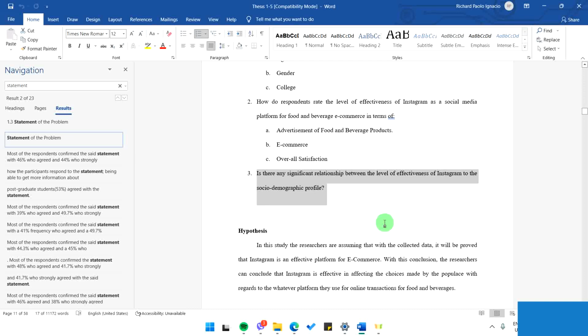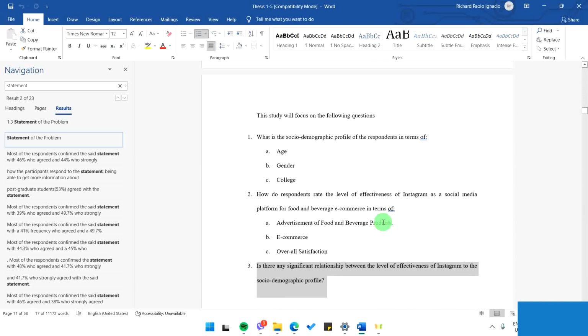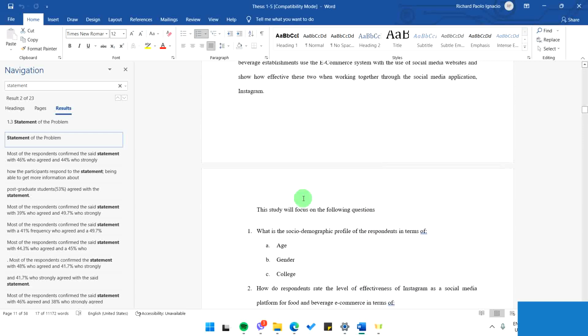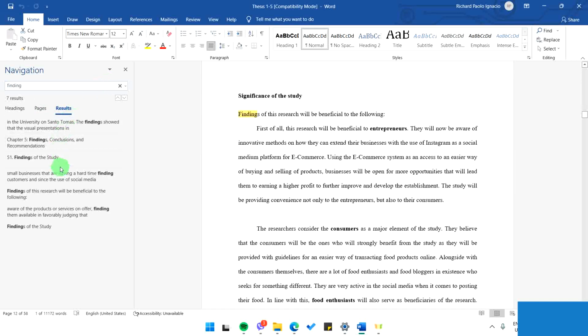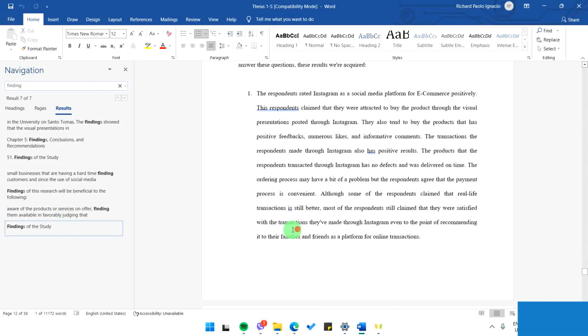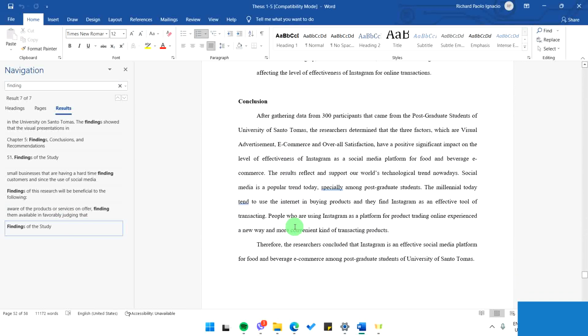So, ibig sabihin po, ang findings of the study is yung questions na tinatanong natin dito sa statement of the problem and kung ano yung nakita nating sagot based from the data that we have gathered. So, ang findings of the study po, ito yung pagsagot doon sa ating statement of the problem. Now, let's proceed with conclusion.